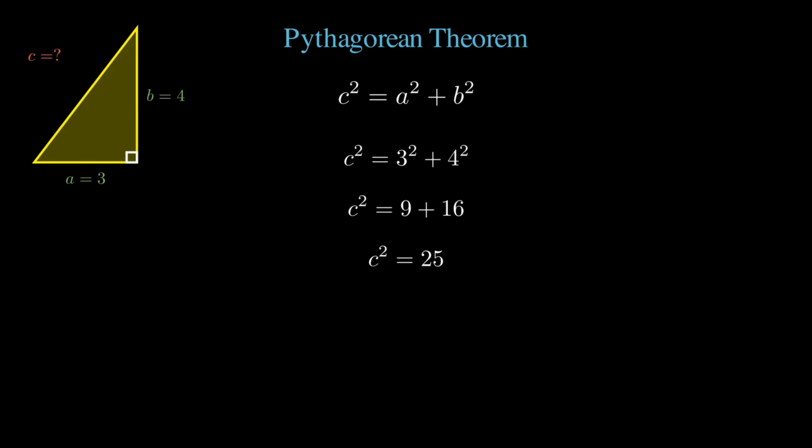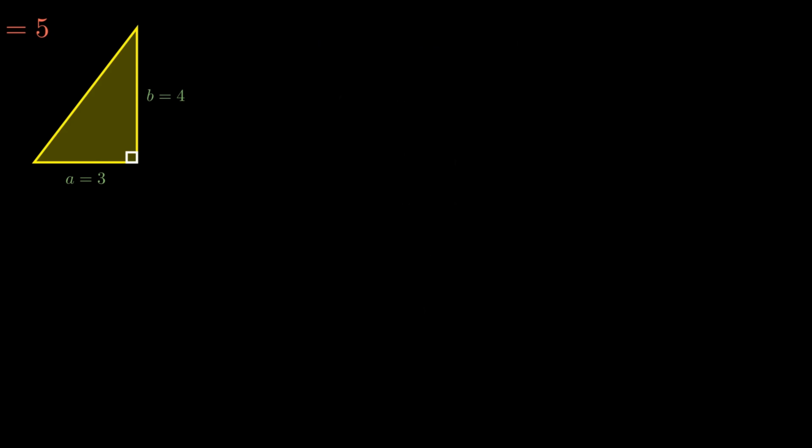3 squared equals 9, and 4 squared equals 16. So c squared equals 9 plus 16. Using the addition property, 9 plus 16 equals 25. Therefore, c squared equals 25. Solve for c. We apply the square root property. Taking the square root of both sides gives us c equals the square root of 25, which equals 5 units. Perfect. Now we have all three sides.